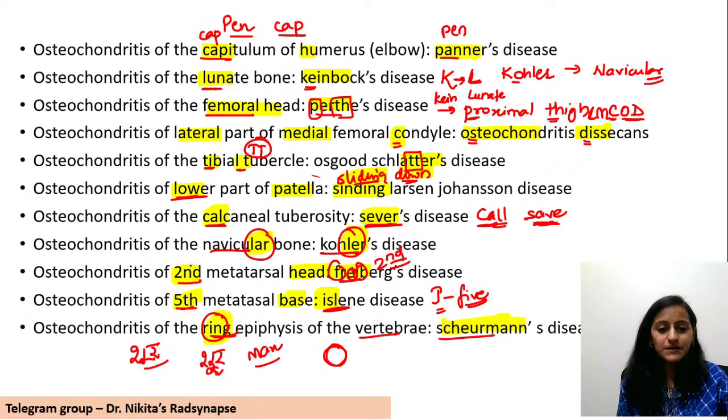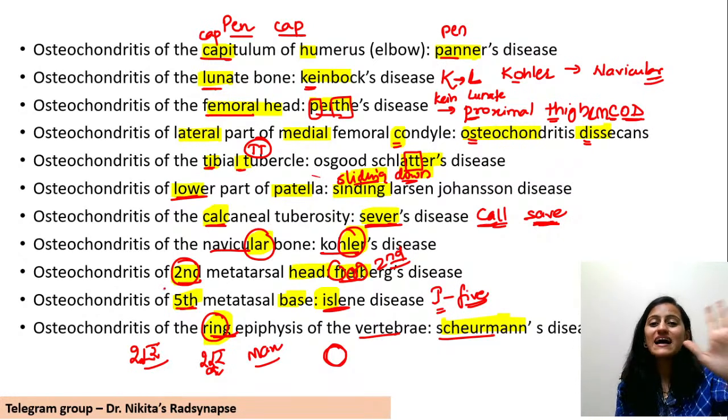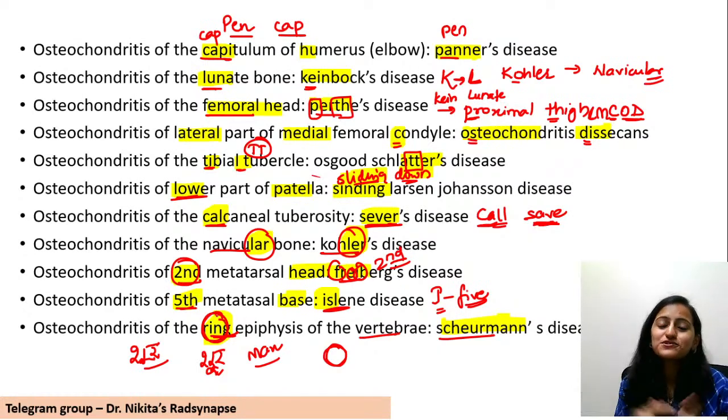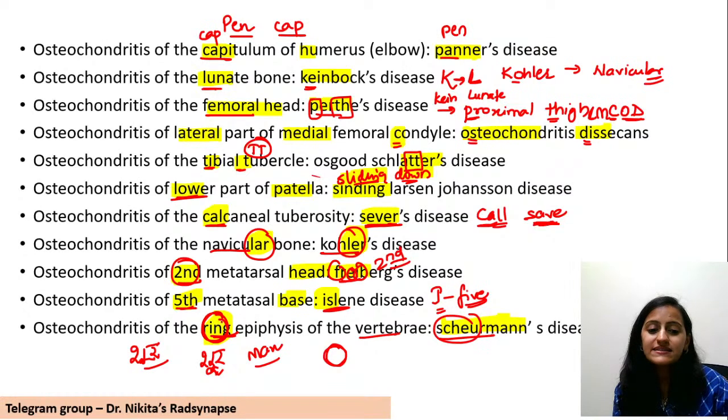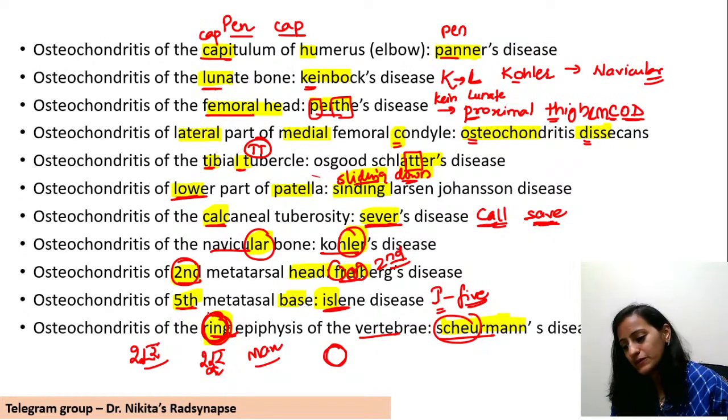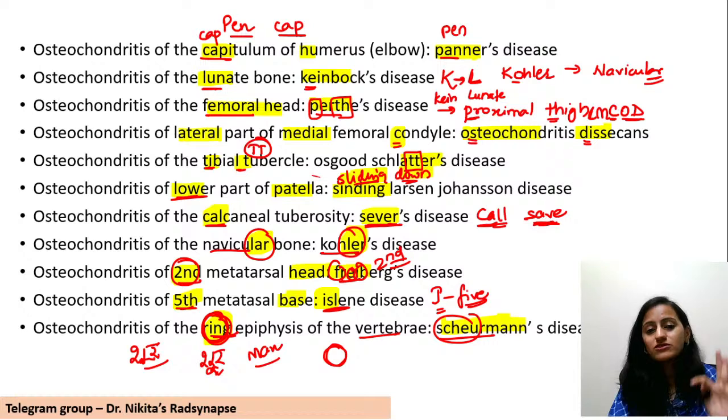The last three. Second, we just now said February, Freiberg's. Five is high five. That is Island, I5, high five. Ring, into the ring, only the Shureman will enter into the boxing ring. Shureman is a courageous man basically. So Scheuermann's is your ring epiphysis of the vertebra. Okay. So done with osteochondritis.